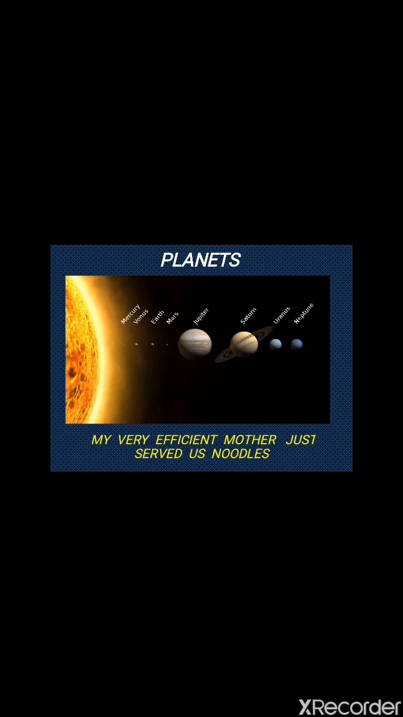to remember this mnemonic. My very efficient mother just served us noodles. So if you just remember this phrase and you pick up the first letter of every word, you will get the sequence of your planets. So my very efficient mother just served us noodles. That will help you to remember the names of all the planets.